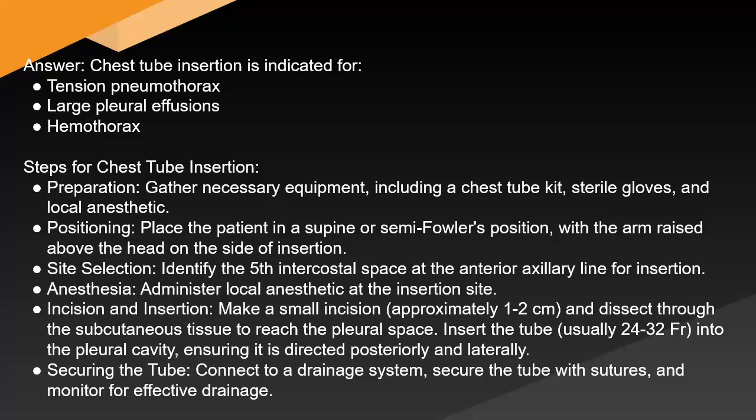Anesthesia: administer local anesthetic at the insertion site. Incision and insertion: make a small incision of approximately 1-2 centimeters and dissect through the subcutaneous tissue to reach the pleural space. Insert the tube, usually 24 to 32 Fr, into the pleural cavity, ensuring it is directed posteriorly and laterally. Securing the tube: connect to a drainage system, secure the tube with sutures, and monitor for effective drainage.